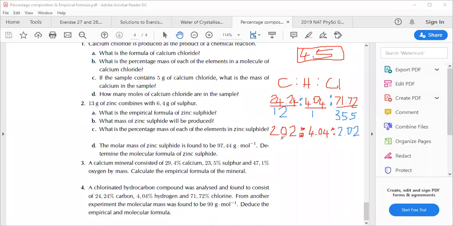Now you check what is the smallest number here on these ratios. My smallest number is 2,02. So I'm going to divide everything by 2,02. I also divide here by 2,02. I also divide here by 2,02.